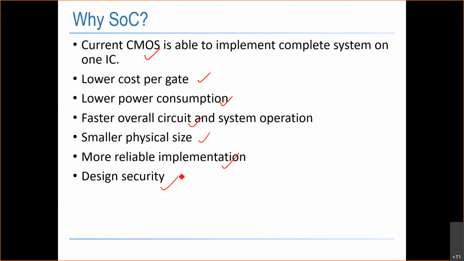No one knows actually what's happening inside your IC. It is pretty much mysterious. Okay, people can inspect, but they can't really get the exact idea of what's happening inside. So it gives you some sort of design security.